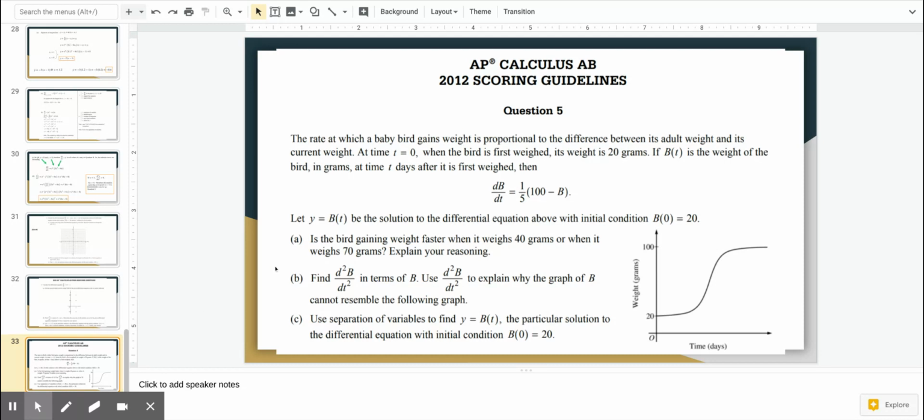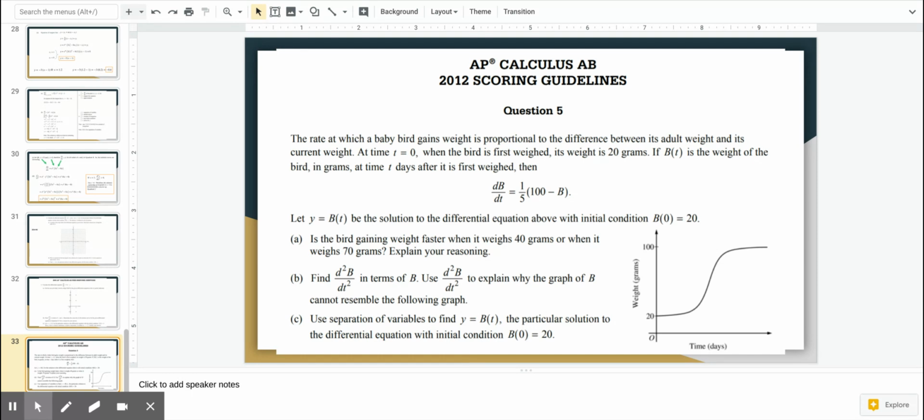All right. So part A is interesting. It's asking you, is the bird gaining weight faster when it weighs 40 or 70? And you have to kind of go through what that means. And I'll leave that one for you to try and just kind of see if you can understand it. Part B, we're talking about the second derivative, right? So you have to find the second derivative, but then you have to use it to explain something about this graph. So that's kind of a neat twist to what we just did with the second derivative, although very similar. Okay. And then part C is using your separation of variables to find a particular solution.